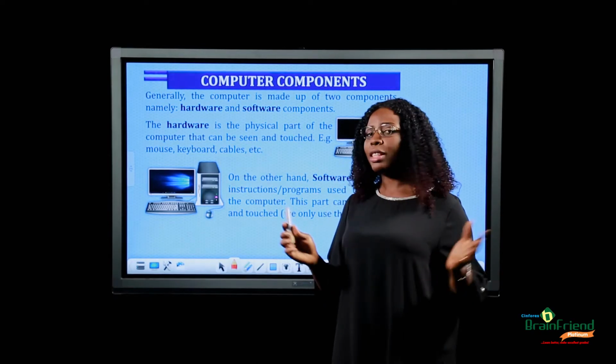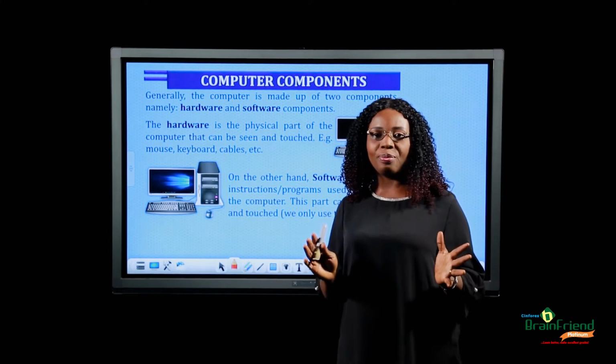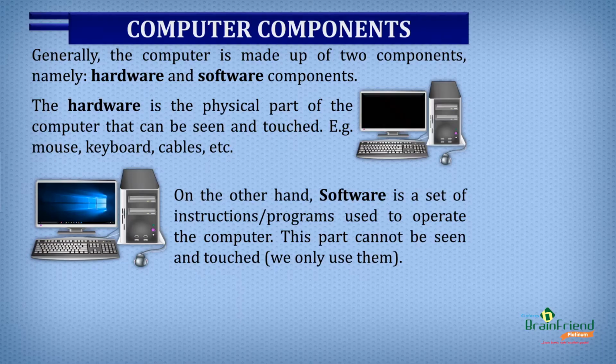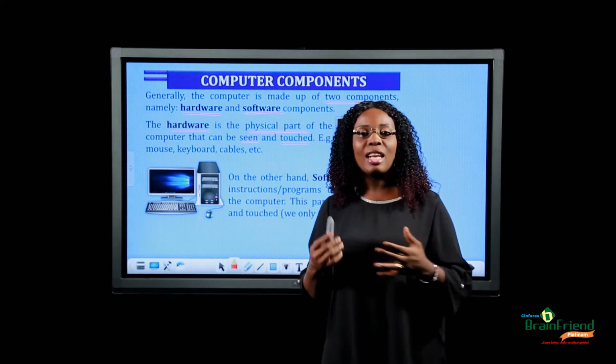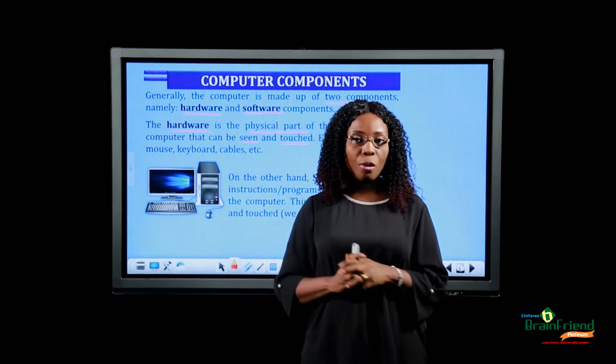Sure, you can use the computer for anything. Now, generally, the computer is made up of two components, and they are the hardware component and the software component. The hardware component is the physical part of the computer that we can see and touch. For example, the keyboard, the mouse, the system unit, the monitor, and so any part of the computer you can see and touch is the hardware component.